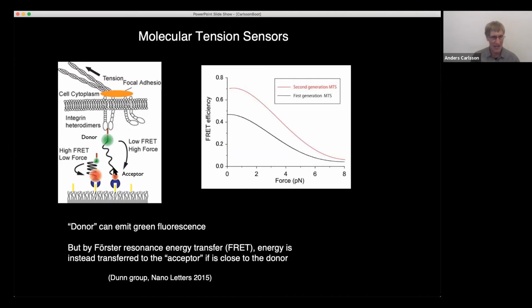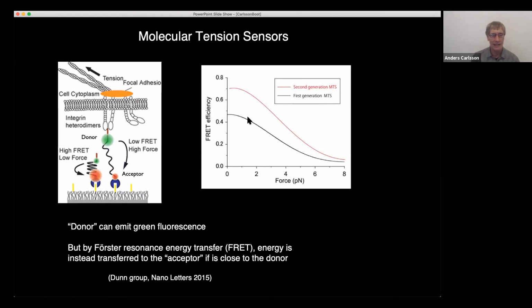The readout for that is the fact that when these two molecular entities, one called the donor and the other called the acceptor, are close to each other, that limits the fluorescence from the donor. So ordinarily, the donor can give off green fluorescence. But when the donor is close to the acceptor, then that is much less efficient. So if you see the fluorescence, that means the force is low. If you don't see it, it means the force is high.